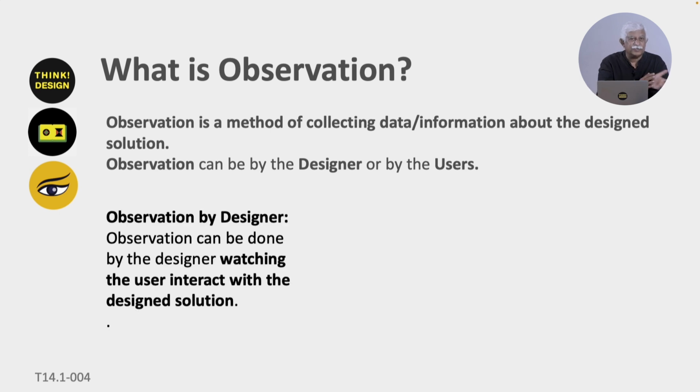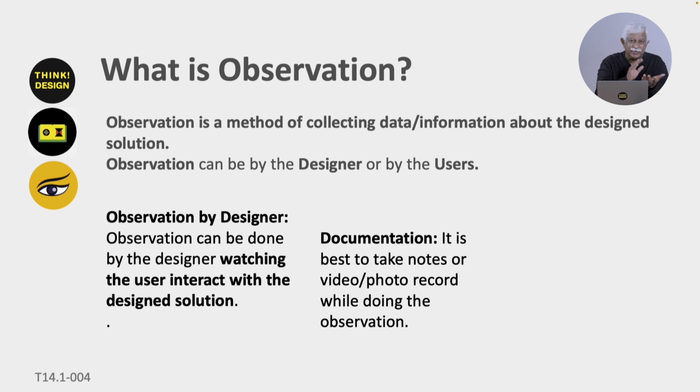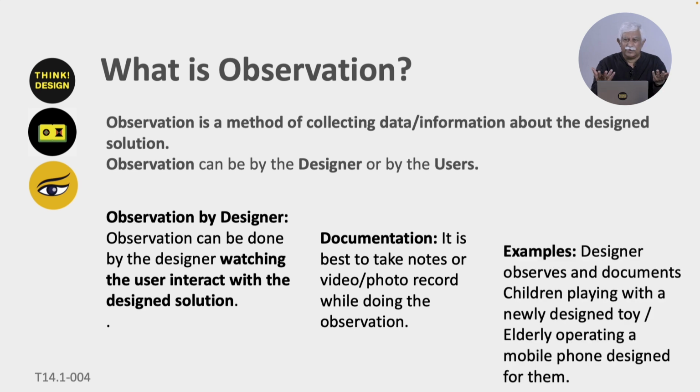So if you look at observation by the designer, he is actually watching the user interact with the design solution or the prototype, and he documents, either taking notes or a video or photo record while doing the observation. For example, it could be children playing with a newly designed toy, or the elderly operating a mobile phone designed for them. So you actually observe and take notes and get feedback, and that serves as information to either change your design or make modifications in it.